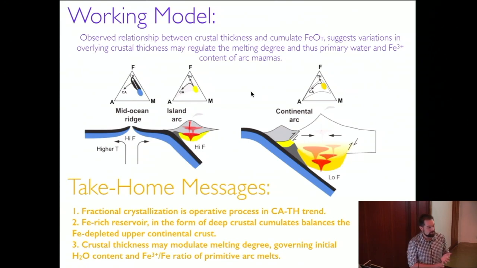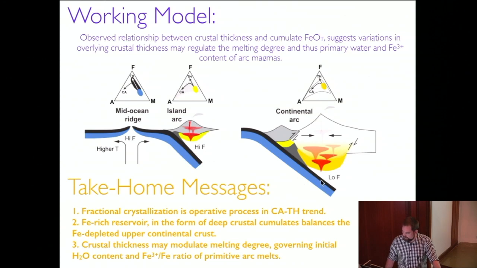So fractional crystallization, particularly of oxides, but also of garnet, is an operative process in creating the calc-alkaline and tholeiitic trends. We've shown that there is an iron-rich cumulate reservoir in the form of these deep magmatic cumulates that balances the iron depletion in the upper continental crust, and that crustal thickness may modulate the degree of mantle melting, and that has a fundamental control on the water content and the iron content of primitive arc melts. And that's exactly what these sketches are showing.